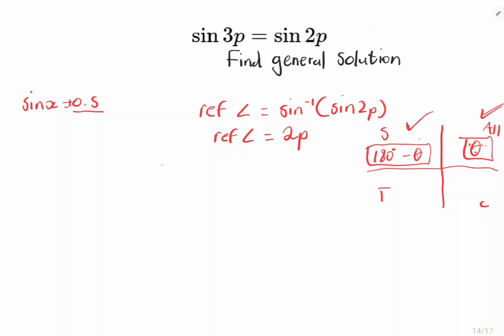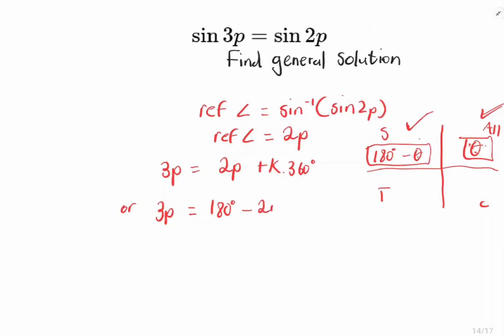So we're going to say 3p is equal to the reference angle plus k dot 360 degrees. Another solution would be 3p is equal to 180 degrees minus 2p, plus k dot 360 degrees. So we would have two solutions, and what we have to do now is solve for p. Let's start with number one.